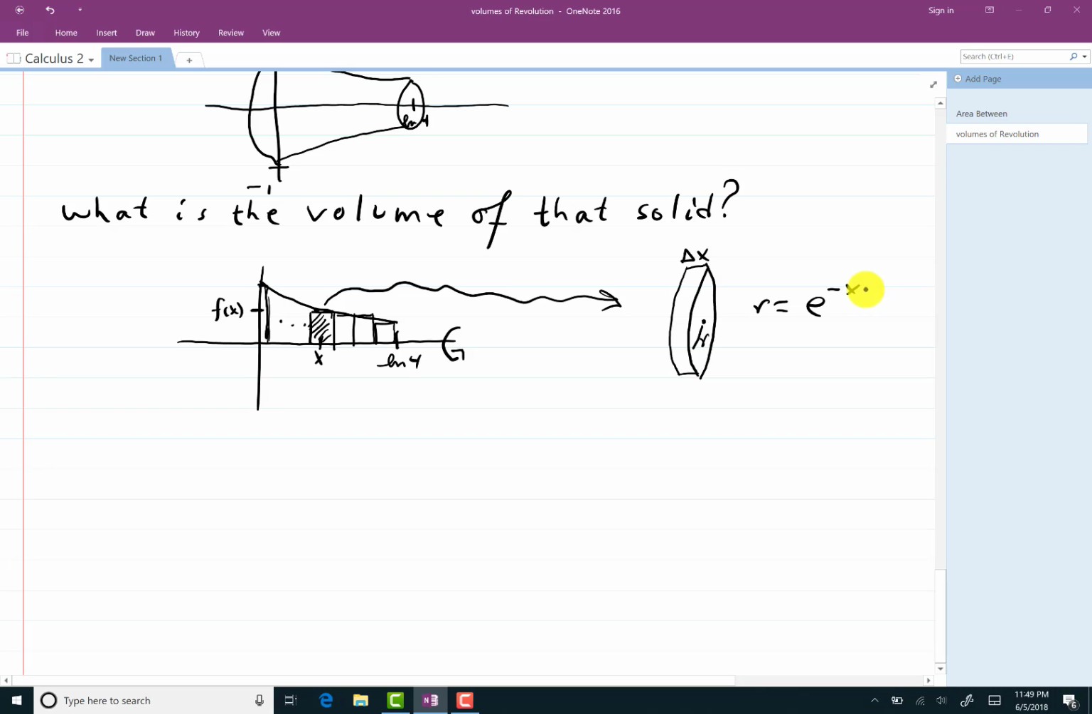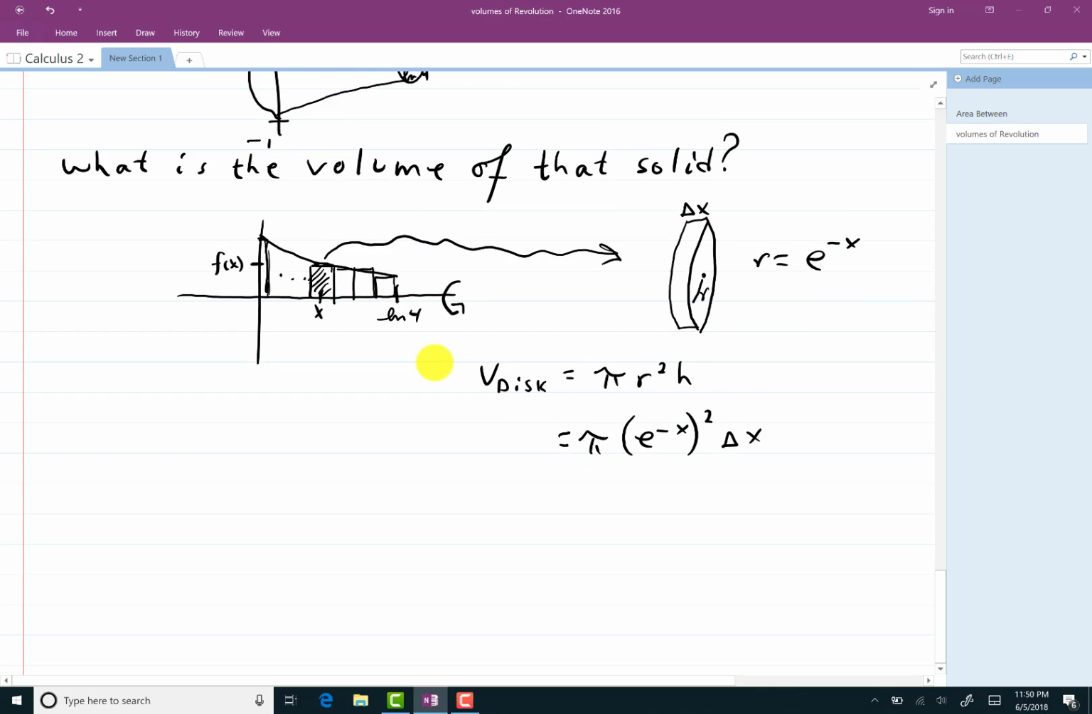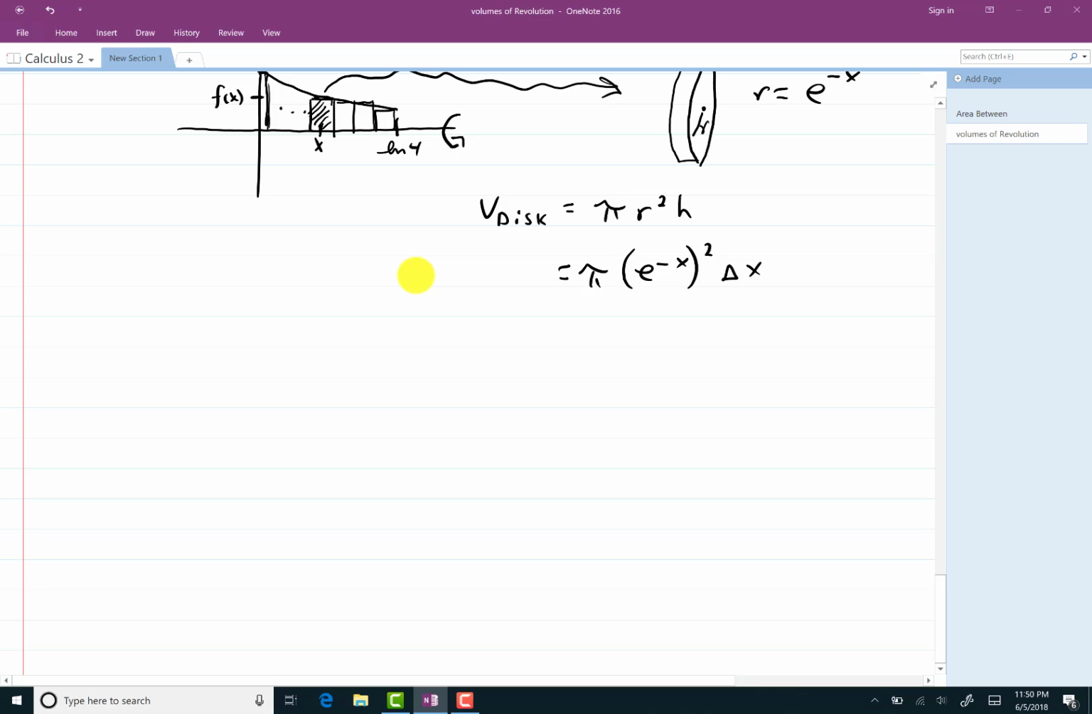All right, so the volume of the disk, I'll call it V sub disk, equals pi r squared h, which equals pi e to the negative x squared delta x. And then this will allow you to get the volume of the whole thing simply. I don't have to worry about sums or anything like that. The volume is then simply pi times the integral.